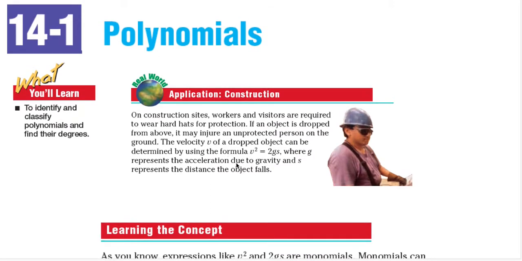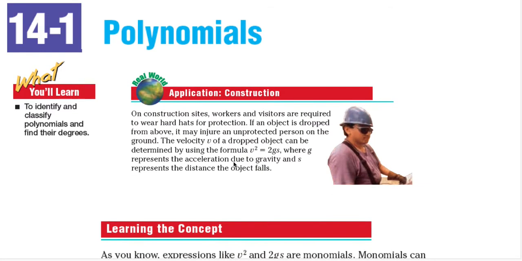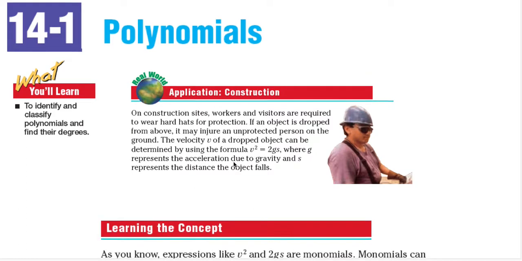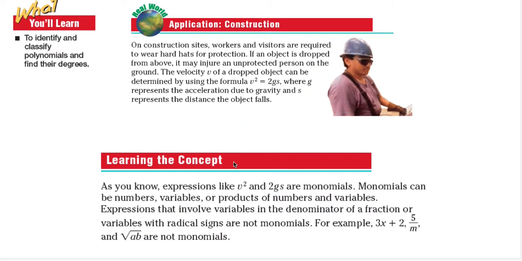So this is a good example of a polynomial equation, and let's see what we can find out. As you know, expressions like v squared and 2gs are called monomials. Let's recall the definition of a monomial. A monomial can be a number, a variable, or a product of numbers and variables. That's our definition of what a monomial is.